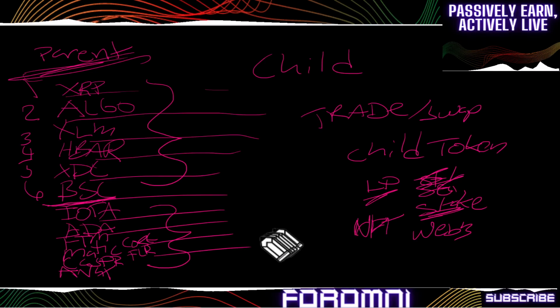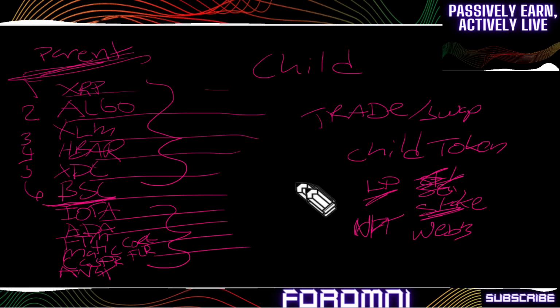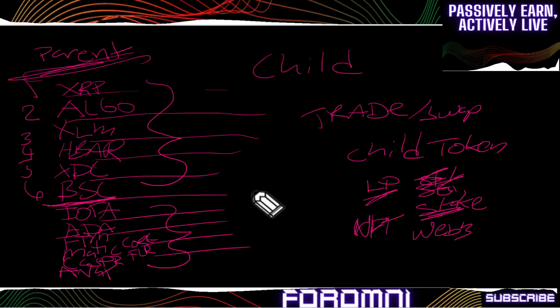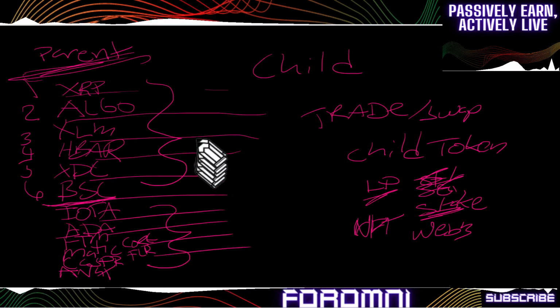And so with multi-chain arbitrage, you have to go from, you're going, take any one of these lines, any one of these networks.